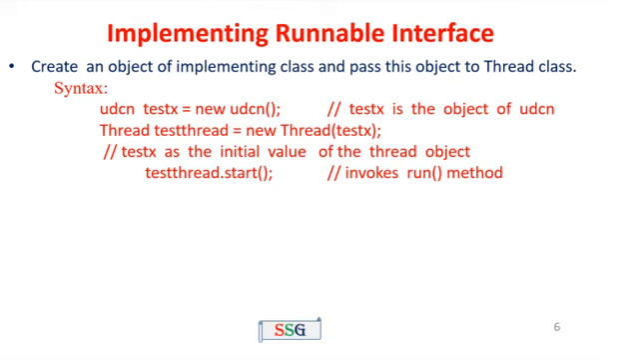The syntax for this: we already have the implementing class name, the user defined class name UDCN, then a space, object name equal to new UDCN. Here UDCN is the class name, testx is the object name. The next point is to pass this object to the Thread class. The syntax for this: Thread is the class name, then a space, object name equal to new Thread. Inside the brackets we have to pass the object of the implementing class, that is testx.